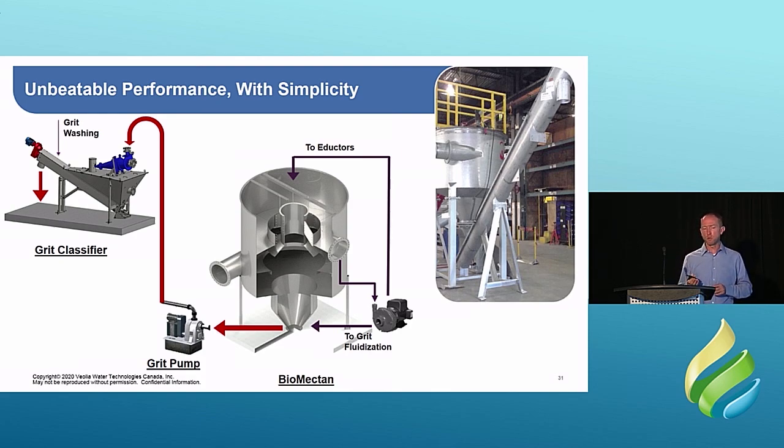And something else we do to make it simpler again is to mount the grit screw, so the grit classifier can be mounted directly to the bottom of the grit chamber. And that's what you see on the photograph on the right there. That avoids the need for the grit pump, so makes the system even simpler.